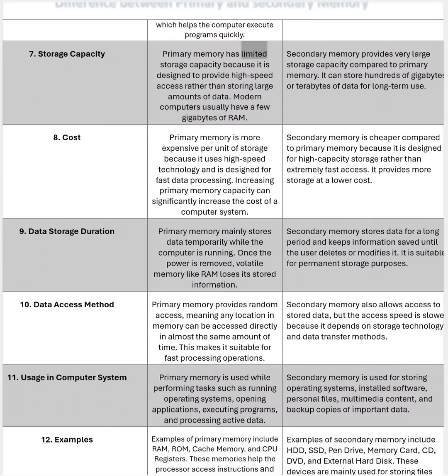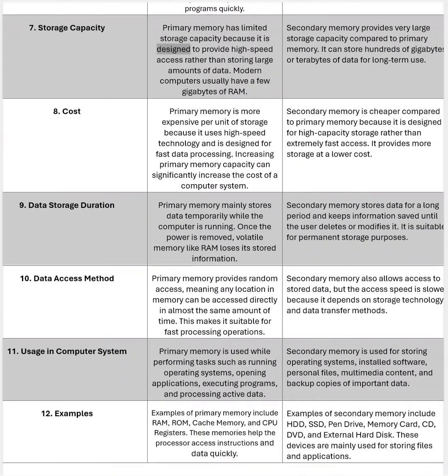7. Storage capacity. Primary memory has limited storage capacity because it is designed to provide high-speed access rather than storing large amounts of data. Modern computers usually have a few gigabytes of RAM. Secondary memory provides very large storage capacity compared to primary memory. It can store hundreds of gigabytes or terabytes of data for long-term use.